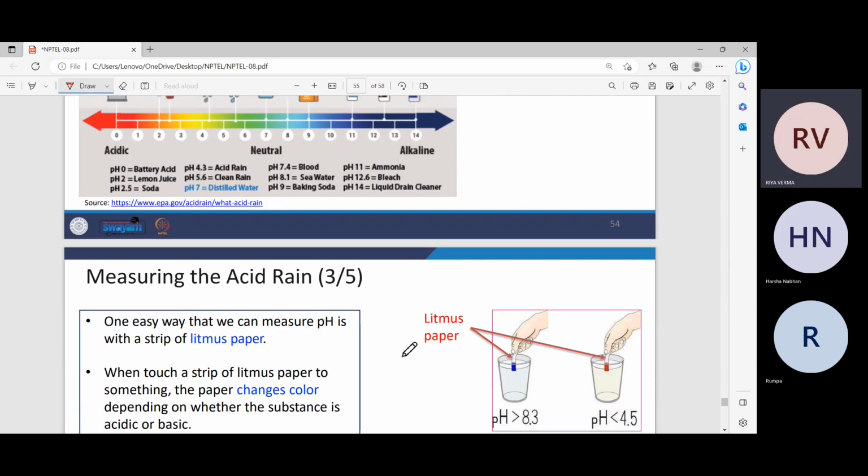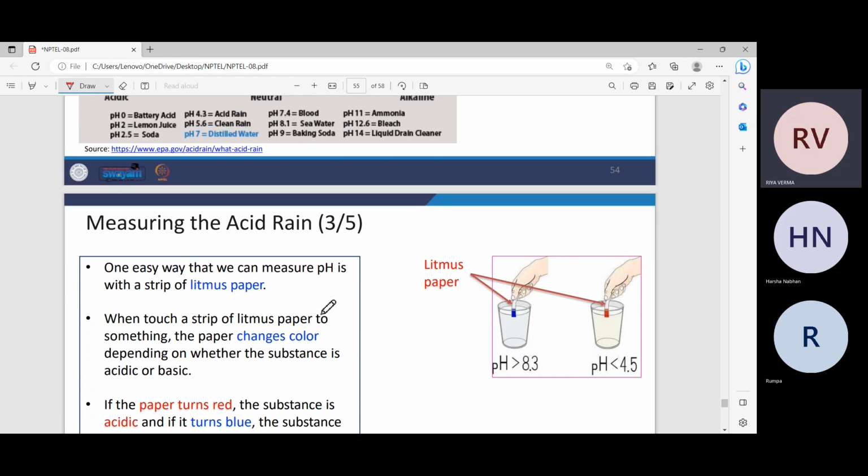Now, how can we measure the acid rain? How can we measure the pH of the acid rain? So the first one is one easy way. We all have done this in our laboratories to measure the pH, that we can use a strip of litmus paper.